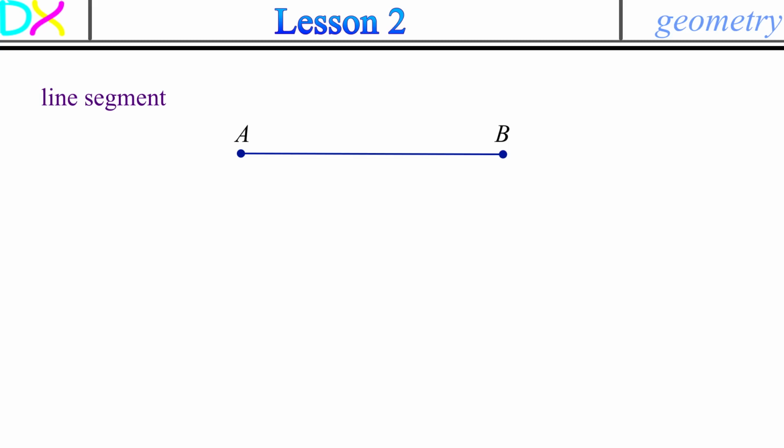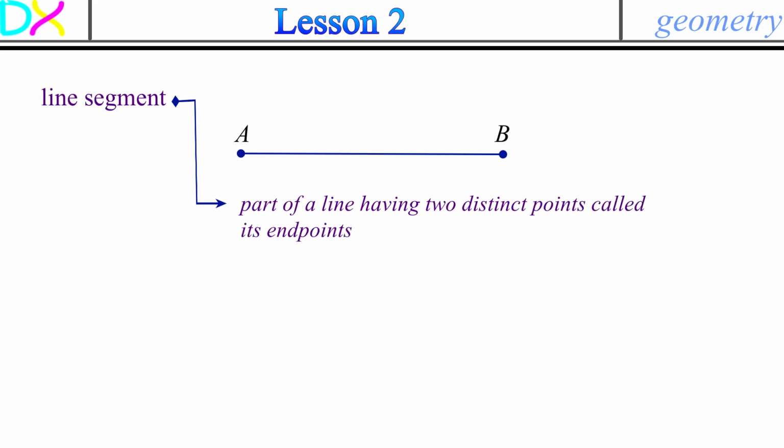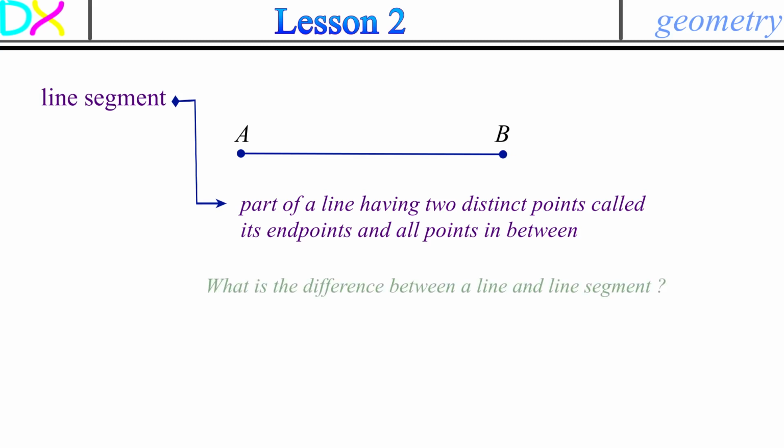We name a line segment by writing letters A and B representing endpoints together, and then we put a bar over them. Now, we can define a line segment as part of a line having two distinct points called its endpoints and all points in between. Then, what is the difference between a line and a line segment?